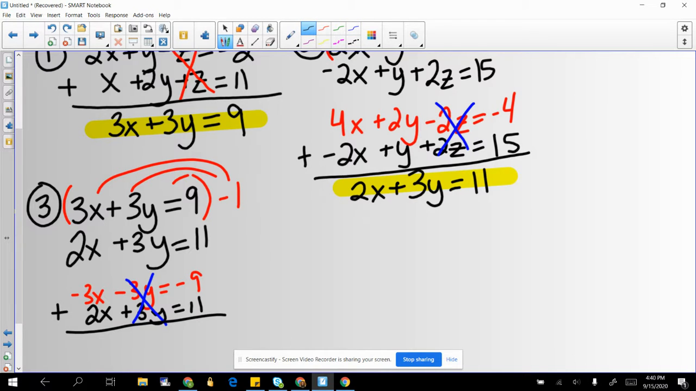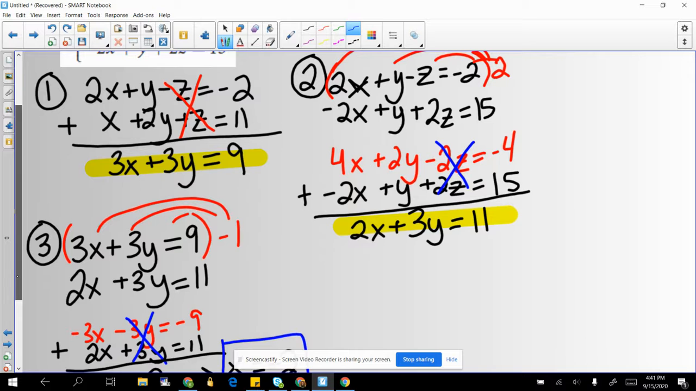So negative 3x plus 2x is a negative x. The y is canceled. And negative 9 plus 11 is going to be a positive 2. And then if I divide both sides by a negative 1, we get x equals a negative 2. Okay, so that is my first part of the solution. Now, obviously, you guys know we have to plug back in to find y and z.